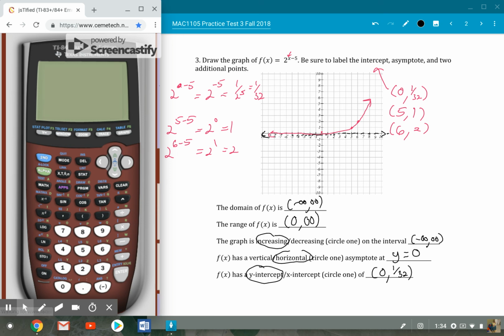So you could use your calculator on this. You could go to the y equals function and say y is equal to 2 to the x minus 5 and get the same graph. I would do that here, but I'm having some calculator issues. So we'll stop the video here, and we'll go to the next problems in the next video.